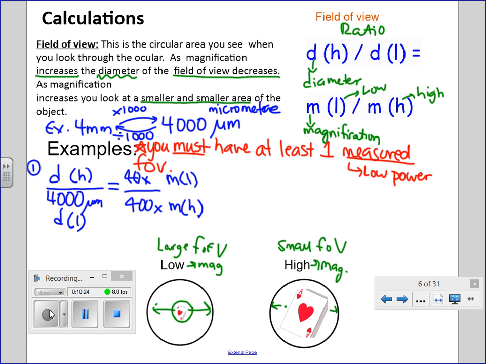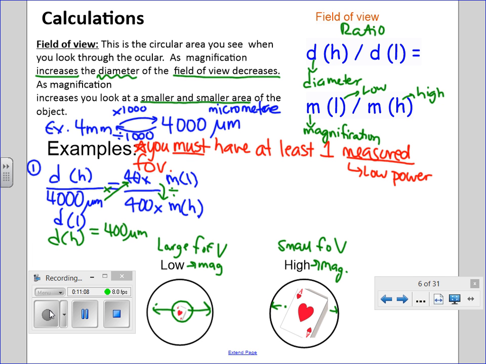So if the piece that I'm looking for is the diameter on high, and I have a little ratio set up, the idea is cross multiply and divide. I would do 4,000 times 40 divided by 400. Mathematically, that's how I'll find the diameter of the field of view on high. So the diameter on high power would be 400 micrometers. That's what we would do to find the field of view on high power.